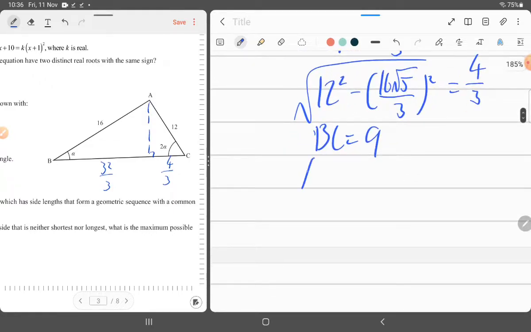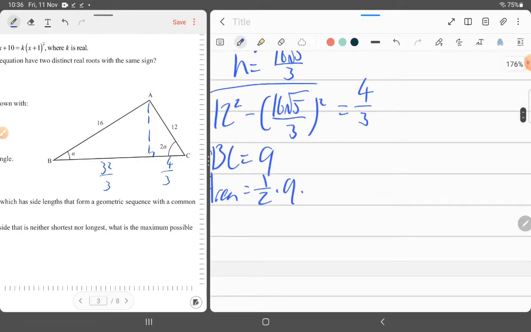So area is equal to half times 9 times 16 square root of 5 over 3, which is equal to 8. Wait, no. This is just 24 square root of 5, I believe. Wait, it's 0.5 times 9 times 16 square root of 5 over 3.